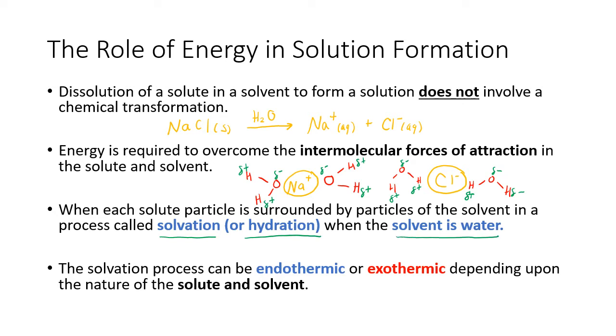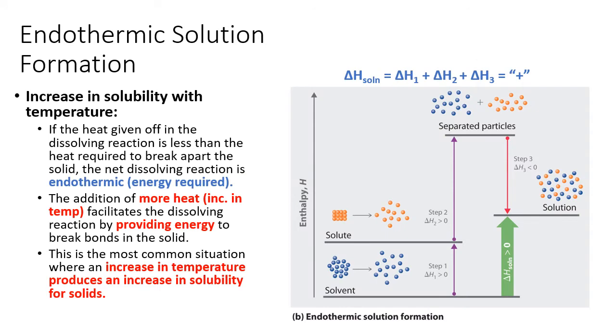Sometimes when we make a solution, the process can be endothermic or it can be exothermic, depending upon the nature of the solute and the solvent. So recall that an endothermic process is one where the enthalpy change overall is a positive value, whereas an exothermic process is one where the enthalpy change overall is a negative value. Let's first talk about forming a solution that is an endothermic process, meaning overall the delta H, or enthalpy of solution formation, is a positive value.